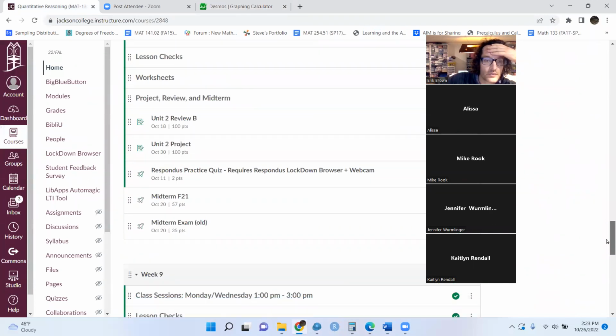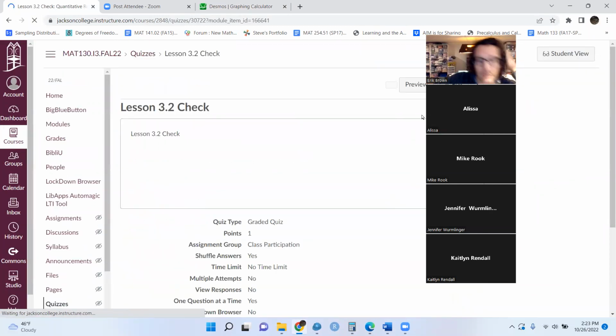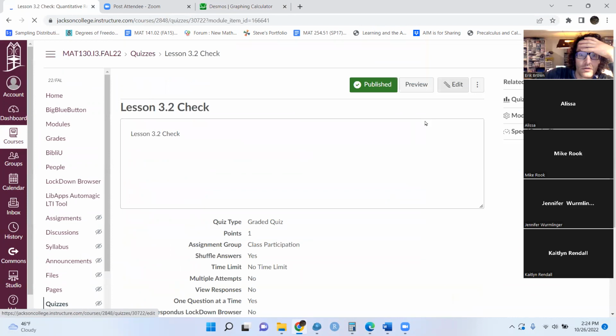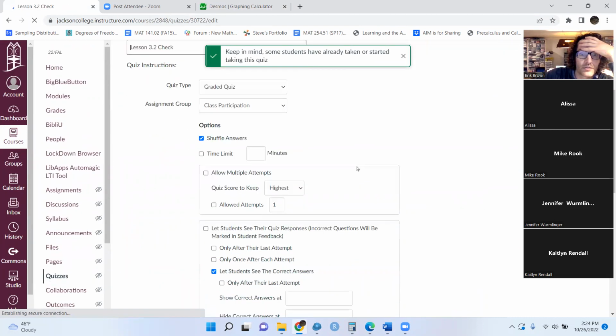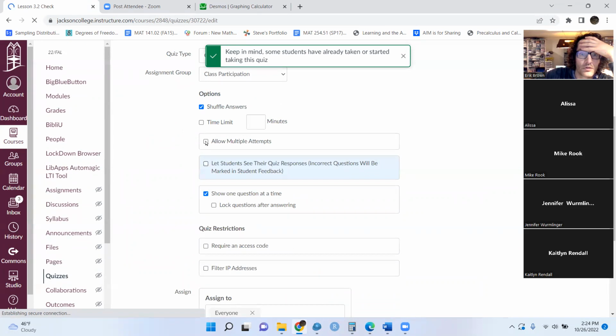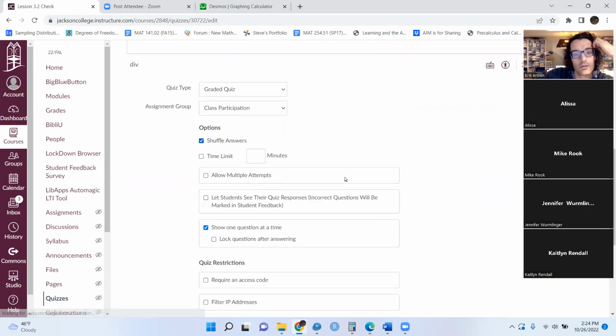So the 3-2 lesson check, which is due November 1st, apparently. I'm going to quickly make it so you can do infinite attempts for at least this class. I need to fix it for the other class.